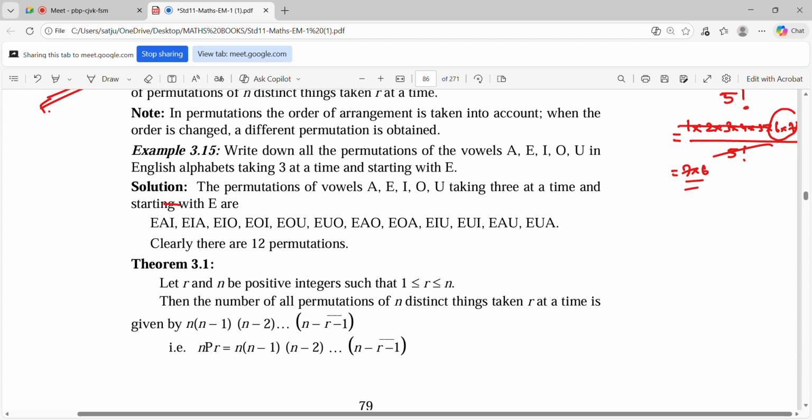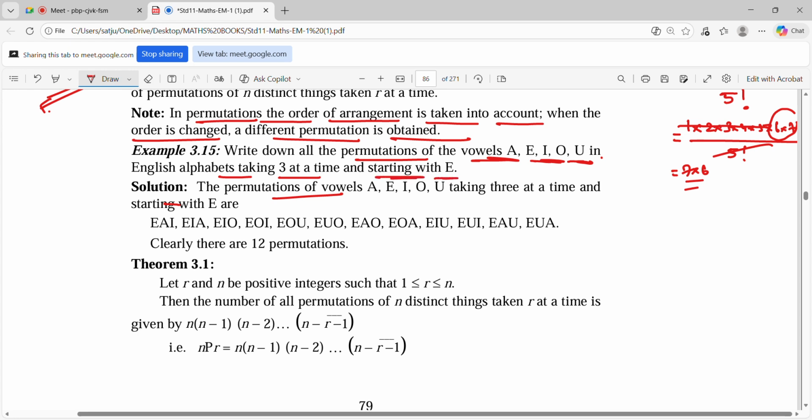Here, an example. Here the note is important. As I mentioned, in a permutation, the order of an arrangement is taken into account. When the order changes, a different permutation is obtained. That is why I said in a permutation, order plays a very crucial role. See here: write down all the permutations of the vowels A, E, I, O, U in the English alphabet, taking 3 at a time, starting with E.